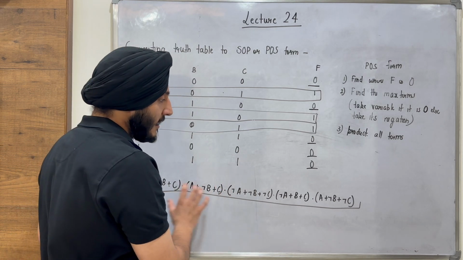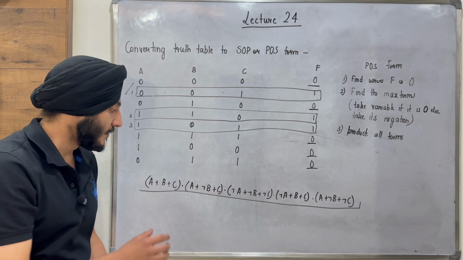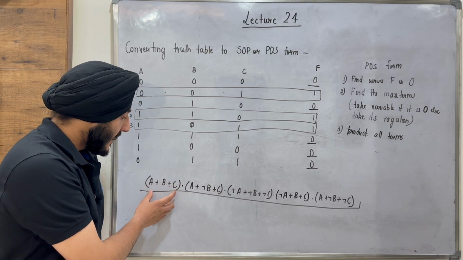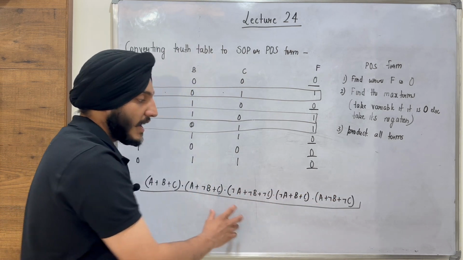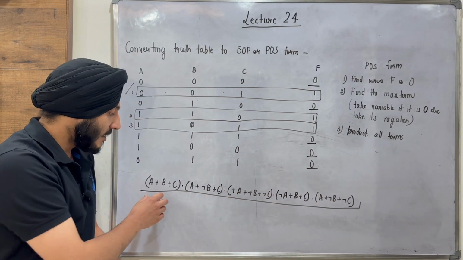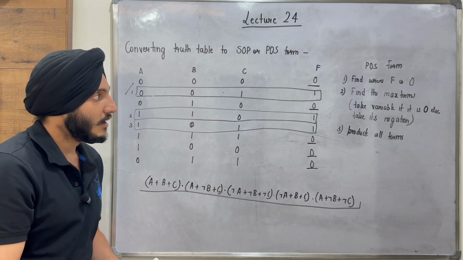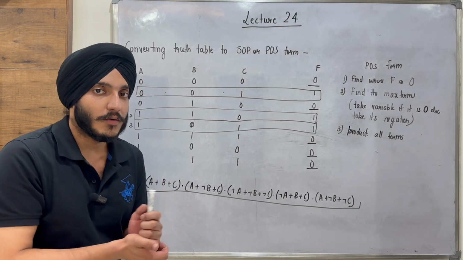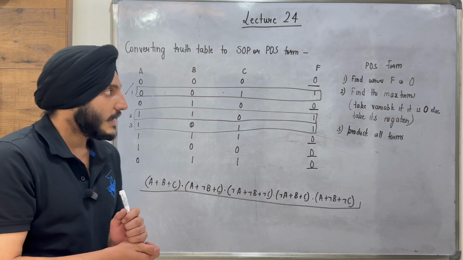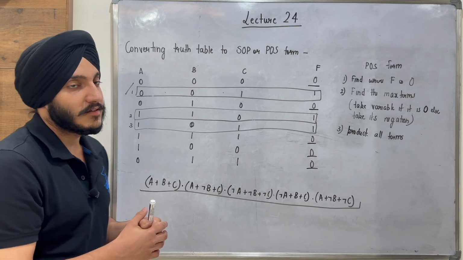And then you basically just form the terms itself, right? So in the POS form, each term is a sum, and we do a product of all of them together. And in the SOP form, each term is basically a product, and we sum all those terms together, right? So I hope you were able to understand how we figure out the SOP and the POS form. Now I'll be giving a bunch of questions for you guys to solve, and I'll see you guys in the next lecture.